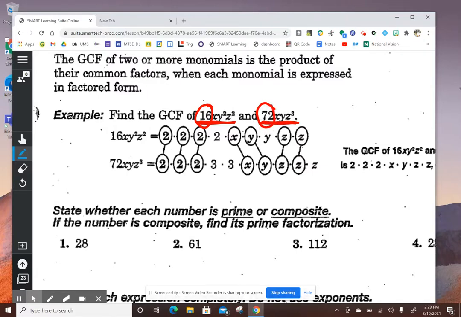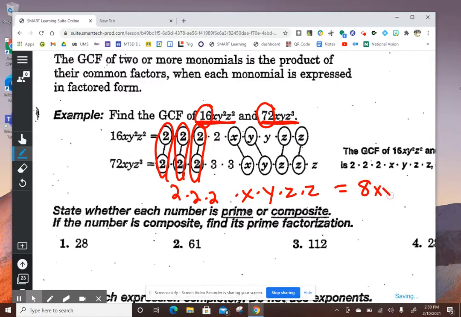But then you write all of your variables without any exponents. Once you've done that, and again, I will review how to do prime factorization, you circle all the pairs that you can. Now, I can't circle 2 and 3 or 2 and 3, so I don't. But I end up with a 2 times 2 times 2 times x times y times z times z. So if I multiply that out, I get 8xyz squared. And that would be the GCF.